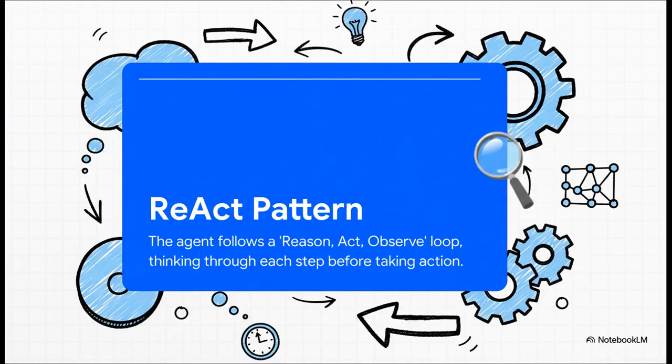First up is one you've probably heard of, ReAct. It stands for Reason and Act. And it's pretty simple, really. Instead of just spitting out an answer, the agent is forced into a loop. First, it reasons about what to do. Then it takes one small action. And then it observes the result. It's like forcing the AI to show its work, step by step, which is an absolute lifesaver for debugging or for any kind of complex research task.